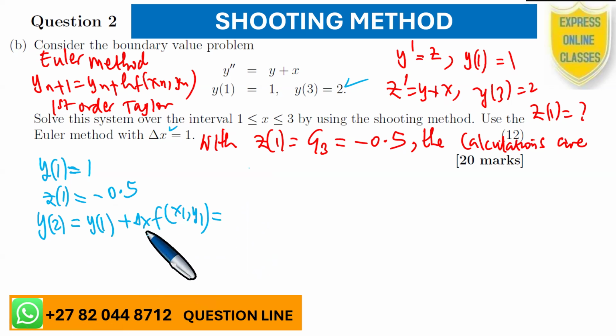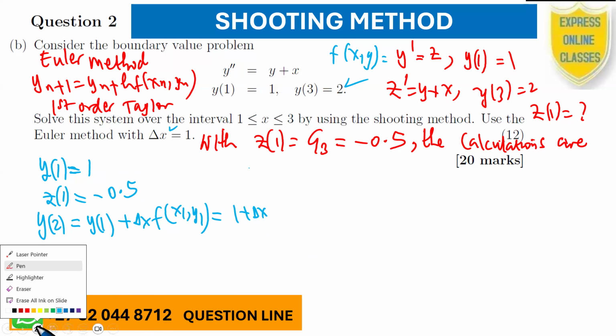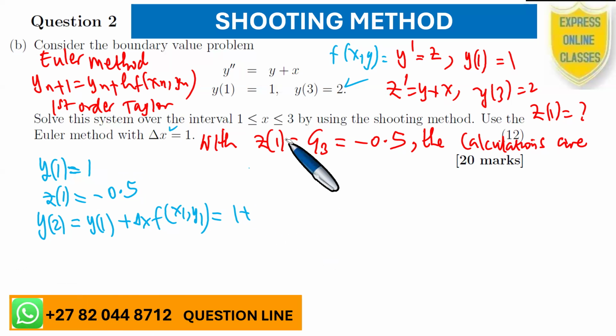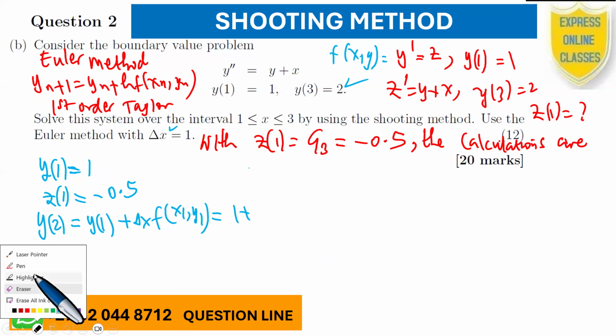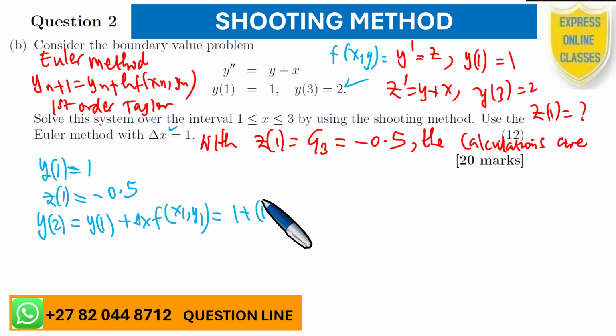So what is exactly this? The way we write these things here, f of x and y is our y prime. So we're going to do y1. What is y1? It's 1. Delta x, we can put delta x. It's 1 already.